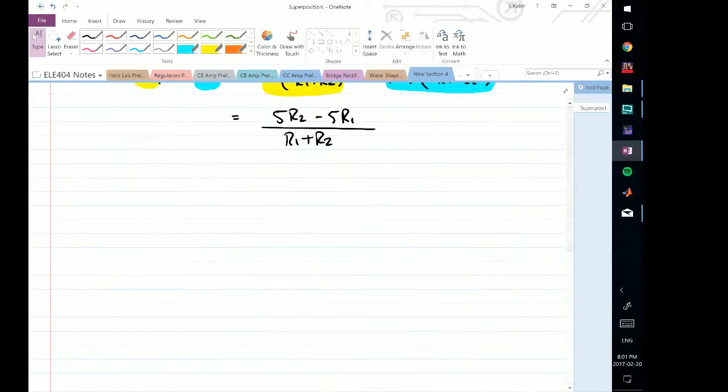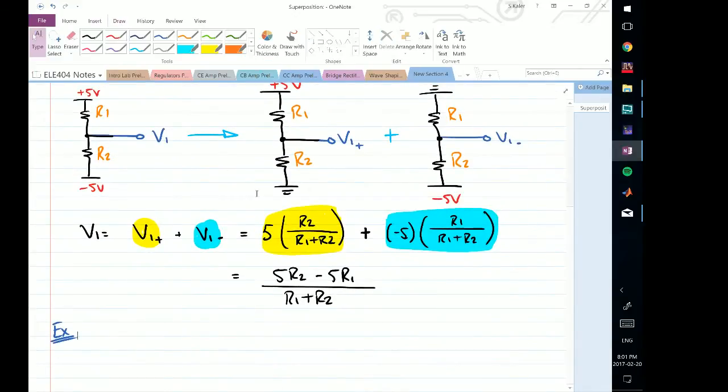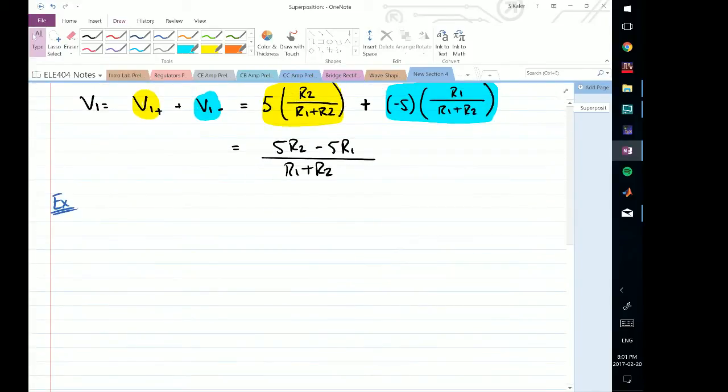So let's take a look at a quick example in which we can deal with both AC and DC circuits, because not only can we deal with positive and negative voltages, we can deal with AC and DC circuits, and we can superimpose the AC circuit with the DC circuit and find everything individually and then add everything together at the end.